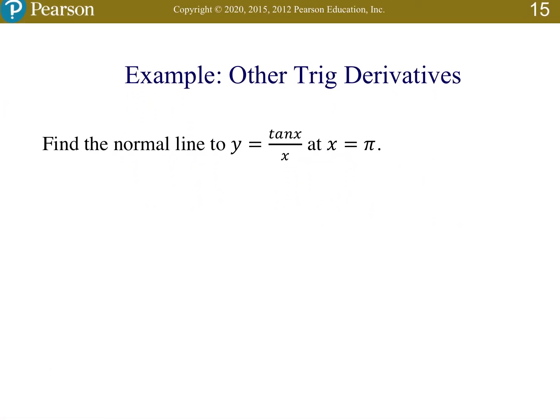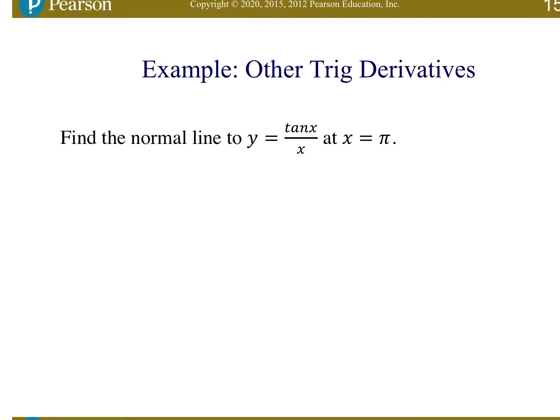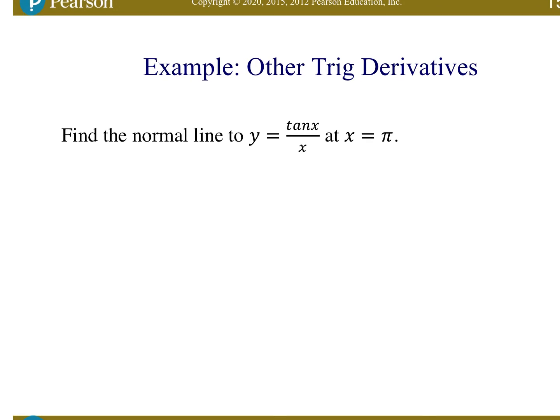Okay, find the normal line too. Find the normal line. All right, so we need a point, and we need our slope.